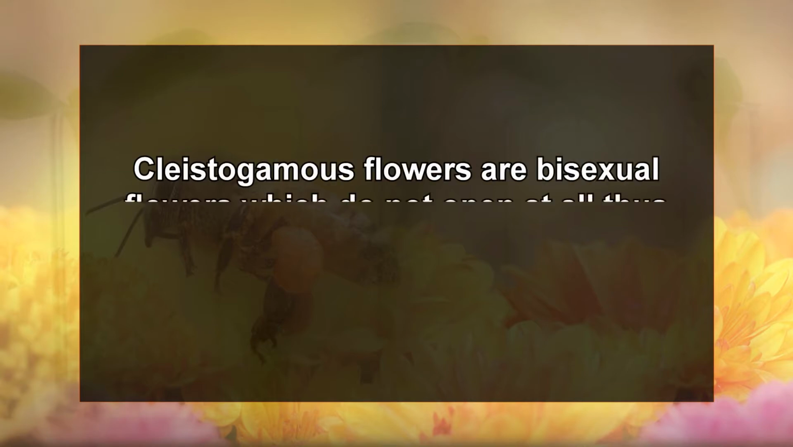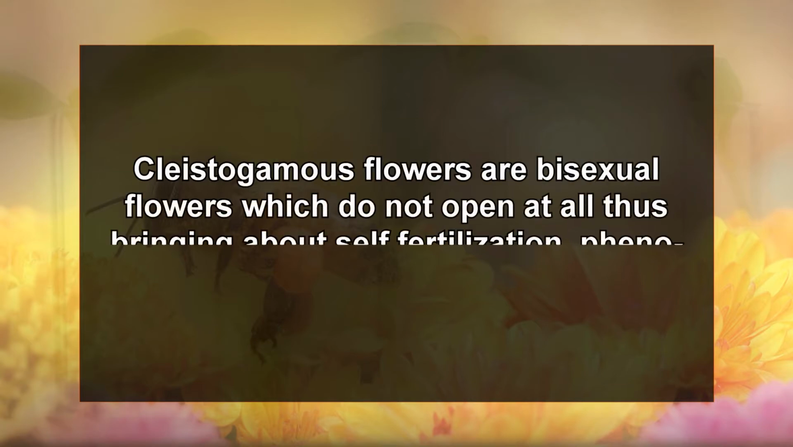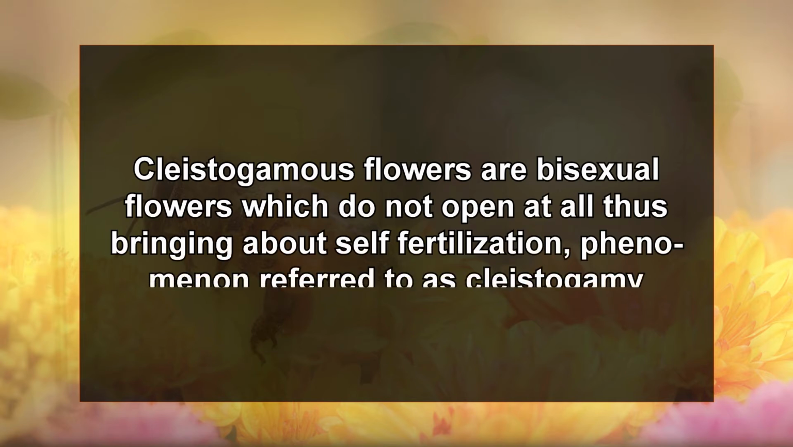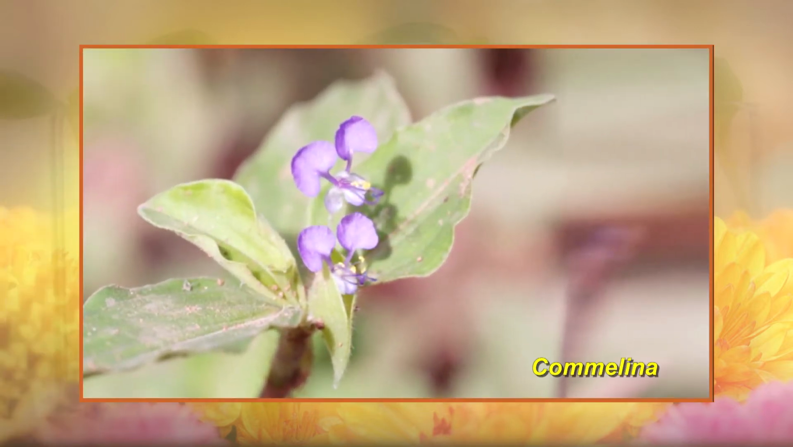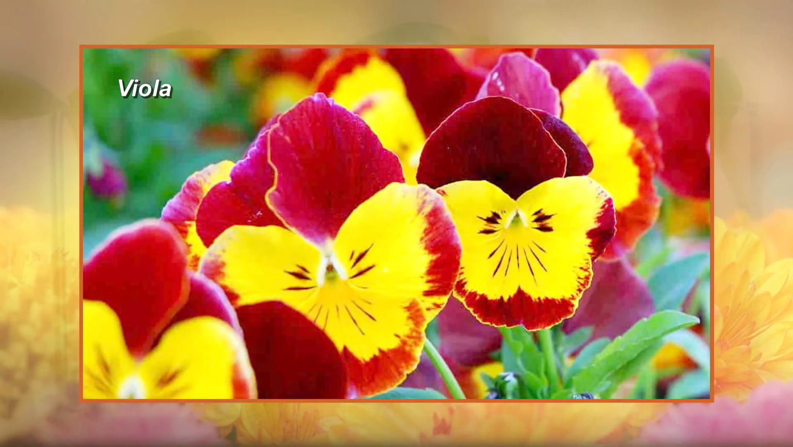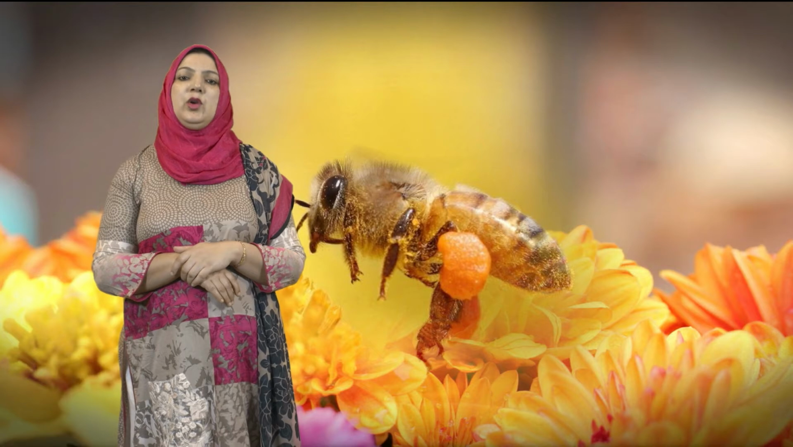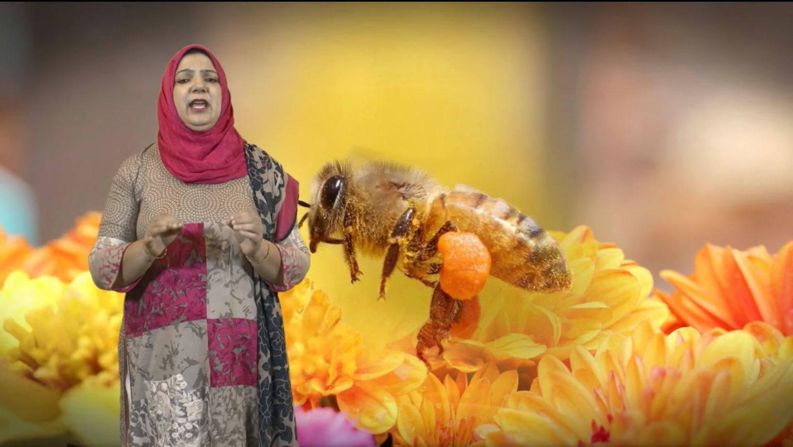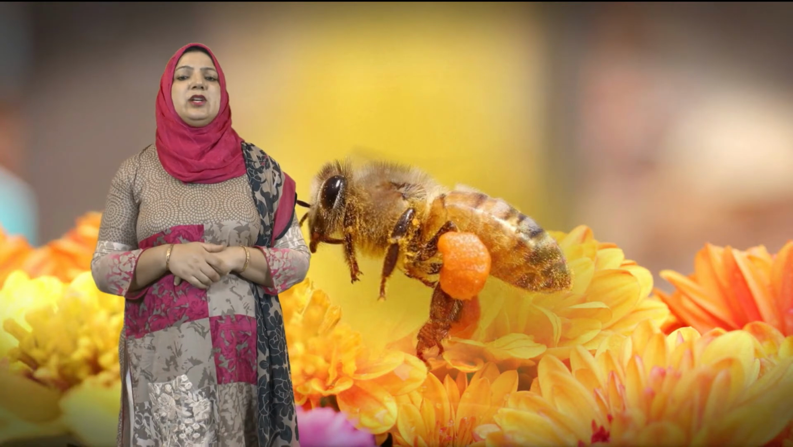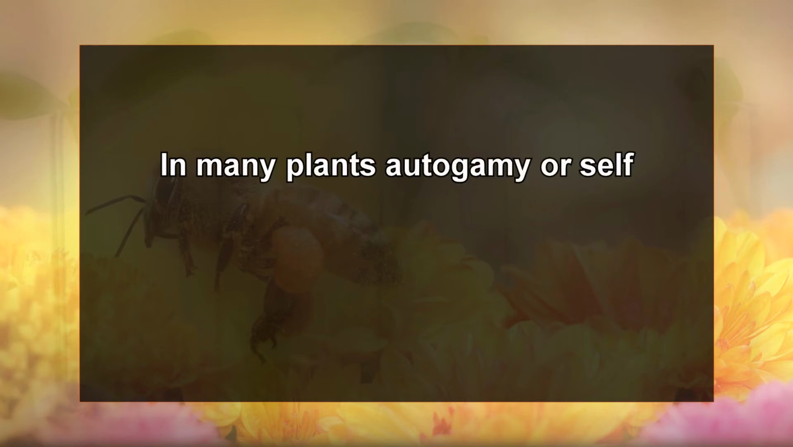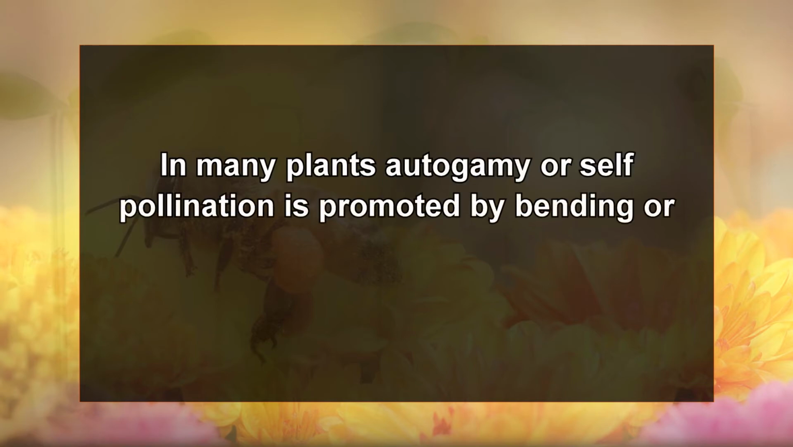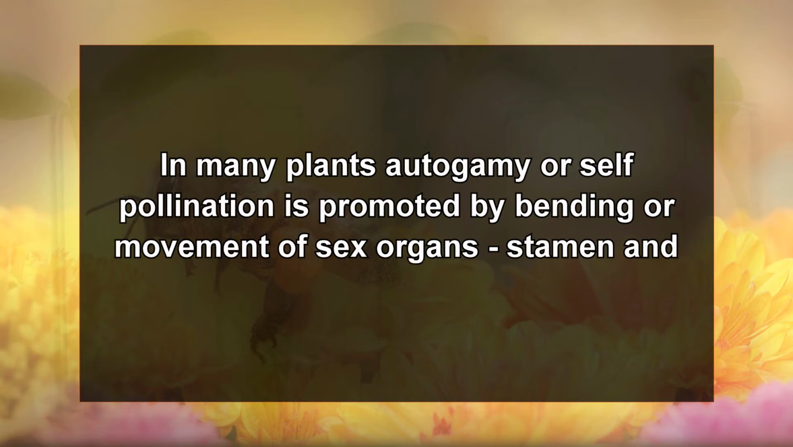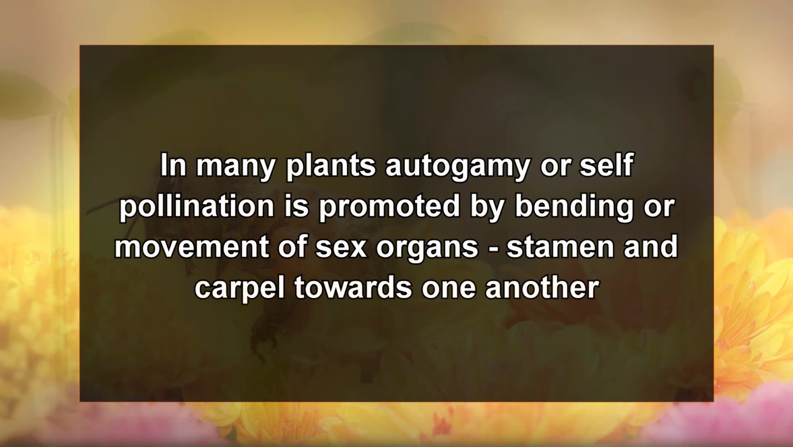These cleistogamous flowers are bisexual flowers which do not open at all, thus bringing about self-fertilization, a phenomenon referred to as cleistogamy. The well-known examples of cleistogamy include Commelina, Viola, etc. One more important floral phenomenon which favors or promotes self-pollination or autogamy is the movement of sex organs towards each other. In many plants, autogamy is promoted by bending or movement of sex organs, that is stamen and carpel, towards one another.